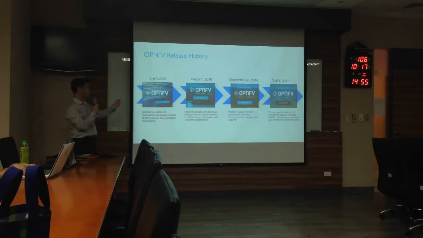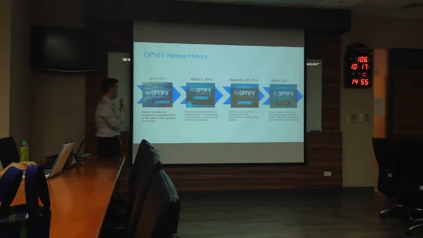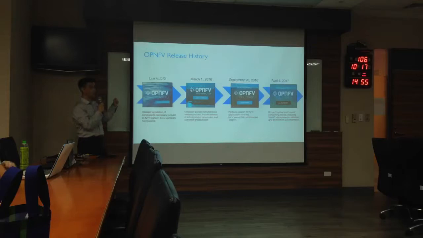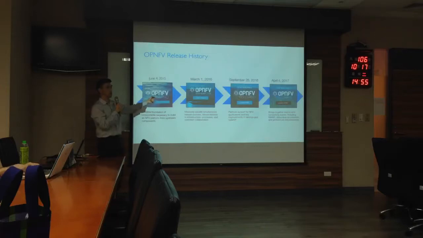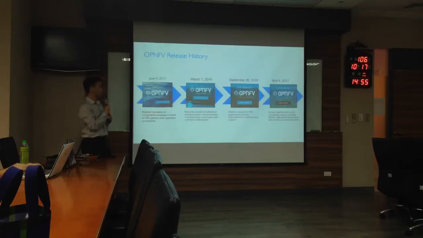Our release took a little longer than we had initially anticipated, but I think it was very instructive in terms of figuring out how we work as a community and define processes. The number of projects that participated in Arno, I forget the exact number, but it's definitely less than 10. That number jumped to 30 plus in Brahmaputra, and the number for Euphrates is 30 plus, I believe.